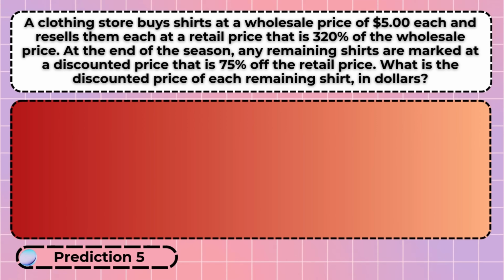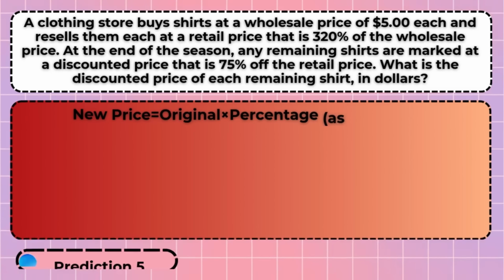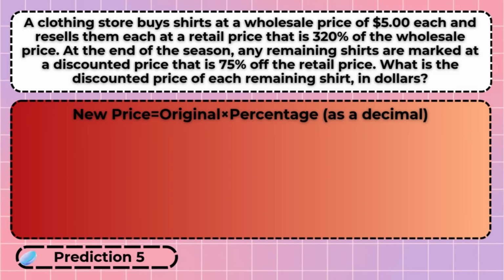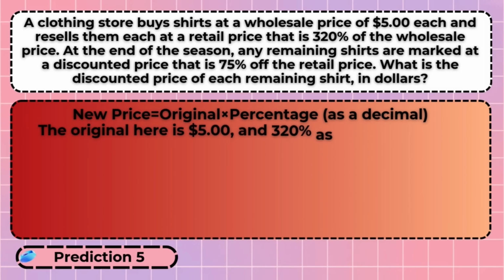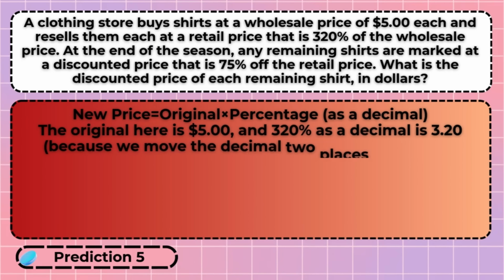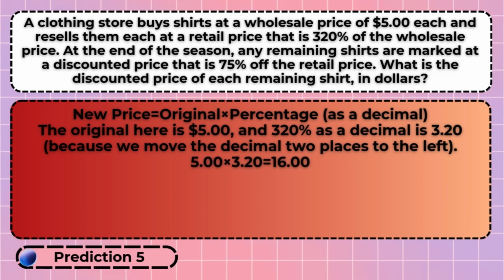So here we are given that a clothing store buys shirts for $5 each. Then it resells them at 320% of the wholesale price. That "of" is really important because it tells us that we're not just taking a normal percentage of a number. That means we use this formula: new price equals original multiplied by a percentage as a decimal. The original here is $5 and 320% as a decimal is 3.20 because we move the decimal two places to the left. So 5 multiplied by 3.2 would equal 16. So the retail price of the shirt is $16.